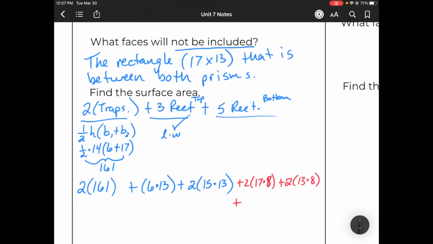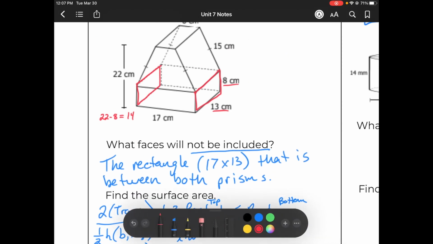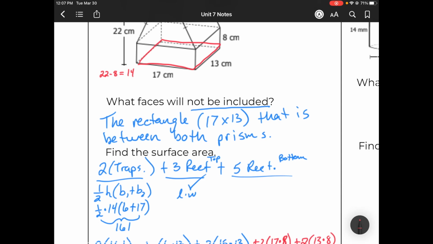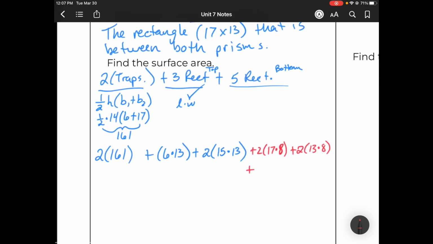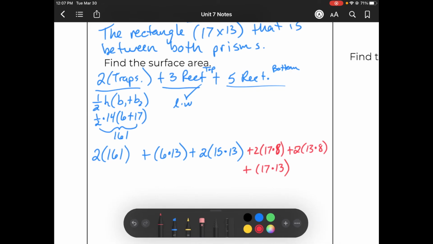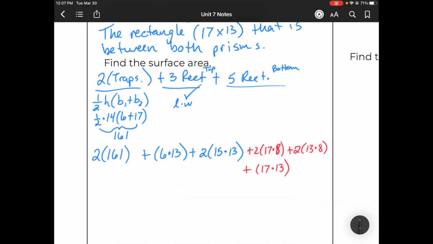And the only thing left is the bottom rectangle. This bottom rectangle is 17 by 13. So we have one of the 17s by 13s. We don't include both of them, top and bottom, because one of them is covered up. So we have just a single 17 times 13. So there's a lot of little pieces we can work with and add together now. So I'm going to start combining things.